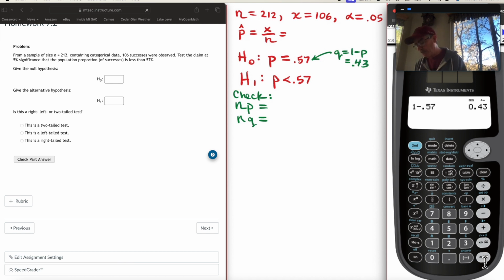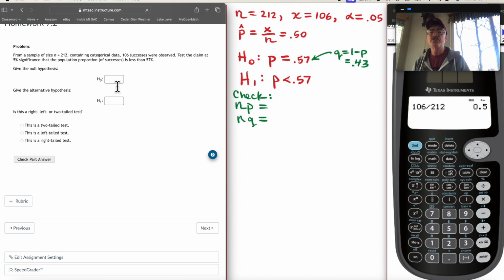Okay. We'll need a P hat value, X over N. So I'll go ahead and do that real quick. 106 divided by 212, that's your sample proportion. Okay, so that comes out to be exactly 50%. Normally, we would round that to 3 significant digits, but this one doesn't need to be rounded. It's just 50%.